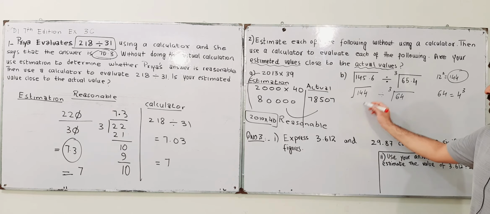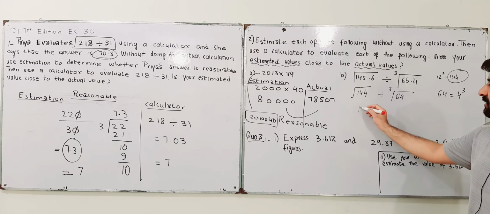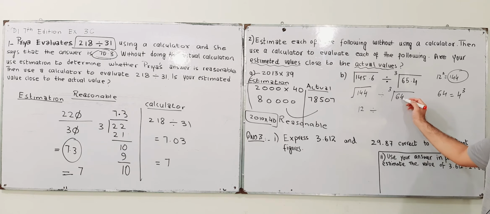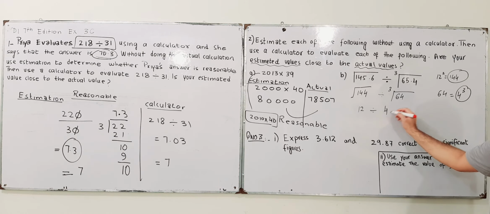So the square root of 144 is 12 squared under a square root, and the square and square root cancel. The answer is 12 divided by the cube root of 64, which is basically the cube root of 4 cubed. Cube and cube root cancel. The answer is 4. 12 divided by 4 is 3. This is estimation. What about the actual calculation?